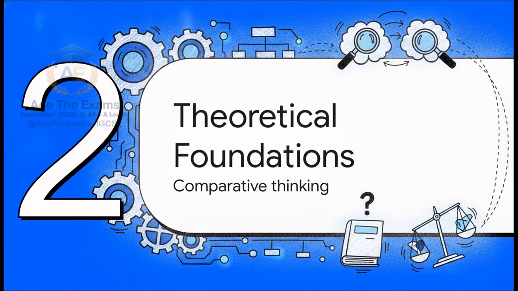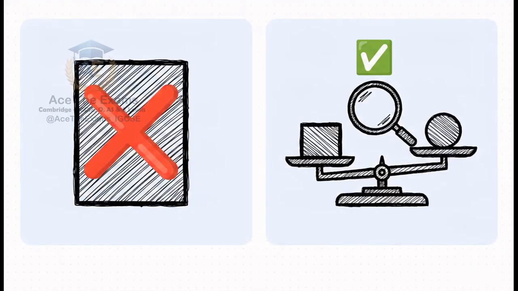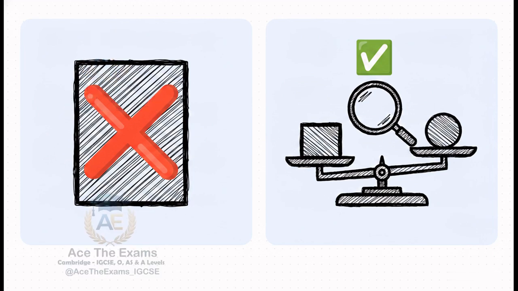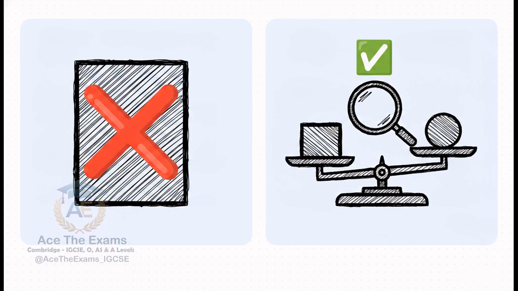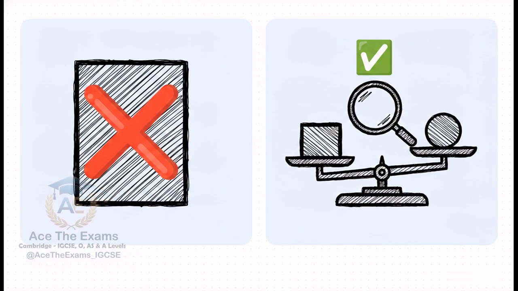Moving right along to Section 2, building theoretical foundations. Once we actually understand the context, our baseline knowledge needs to be absolutely rock solid. But here's the secret. True understanding rarely comes from just defining a single term in isolation. Effective study notes have to train you in what we call comparative thinking. Generic memorization is basically just reading a flashcard and hoping it sticks.